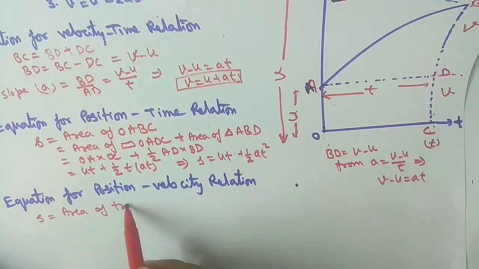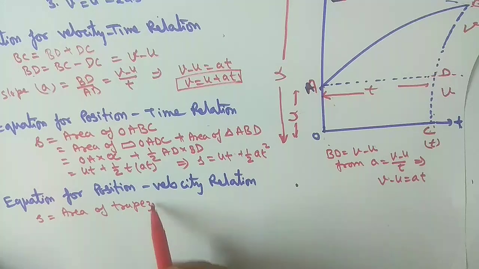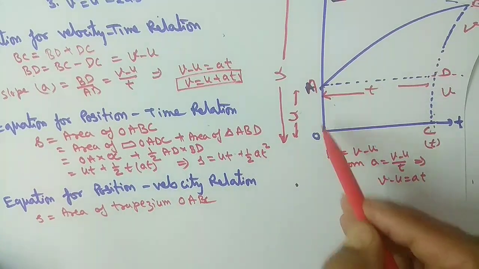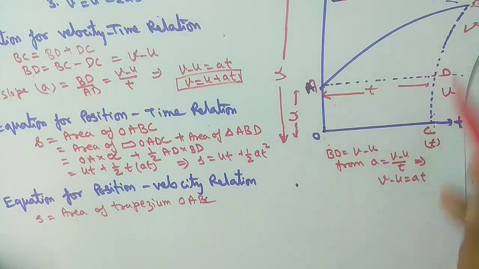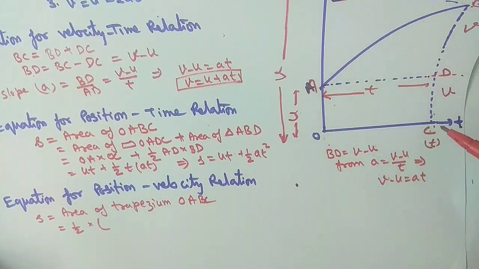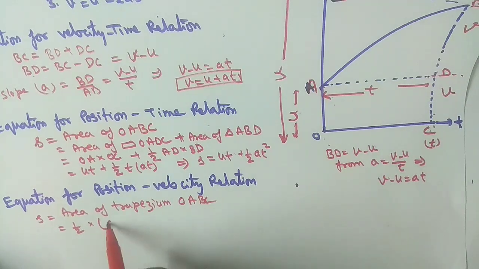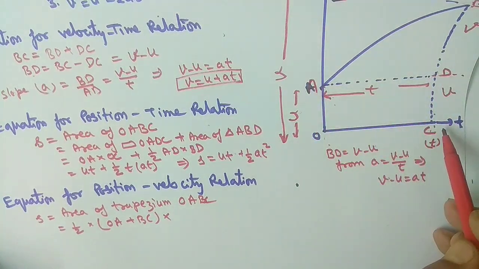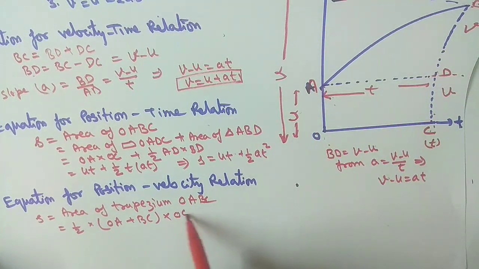So S is equal to the area of trapezium OABC, the total area of the trapezium. So you know, the area of a trapezium is half into the sum of the parallel sides, OA plus BC, into the height, that is OC. This is the area of the trapezium. Clear?